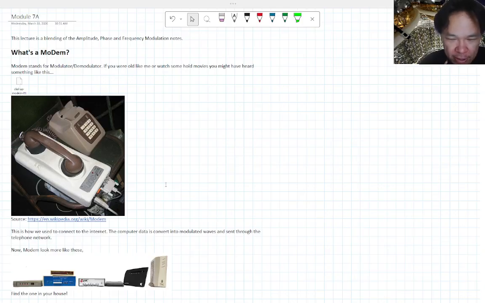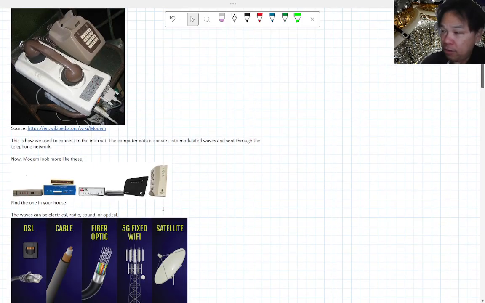Even when I was growing up, it didn't look like this. It's just a card you put into your computer, and it has a little telephone jack that you plug into, so that it connects to the telephone network. Therefore your parents cannot use the phone at the same time as you're using the internet, and they get really annoyed by you.